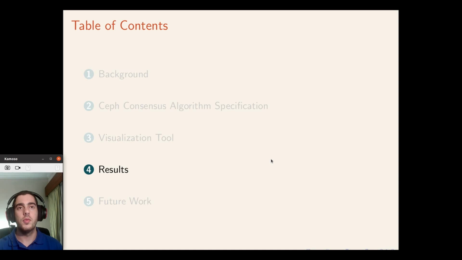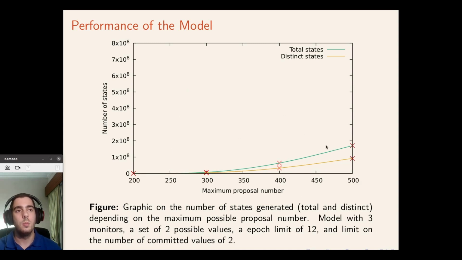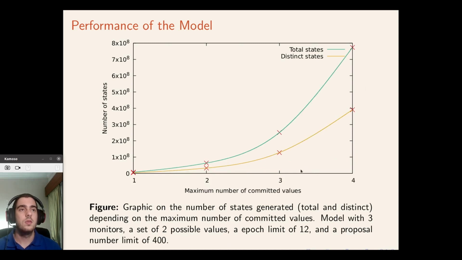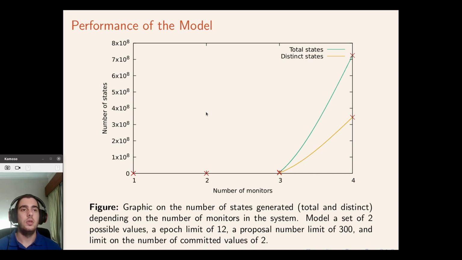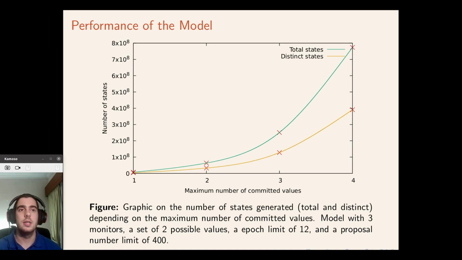Now I'll be presenting some performance results both on the specification and on the visualization tool. Here we have the number of states that are generated compared to the maximum epoch, or the limit number of elections. As we can see, the number of states grows exponentially as expected, and I added a graph for various limits that are used: the number of rounds that can happen, the number of committed values, and the number of monitors. You can see that some variables have more impact than others on the number of states, and in all of them the growth is exponential.